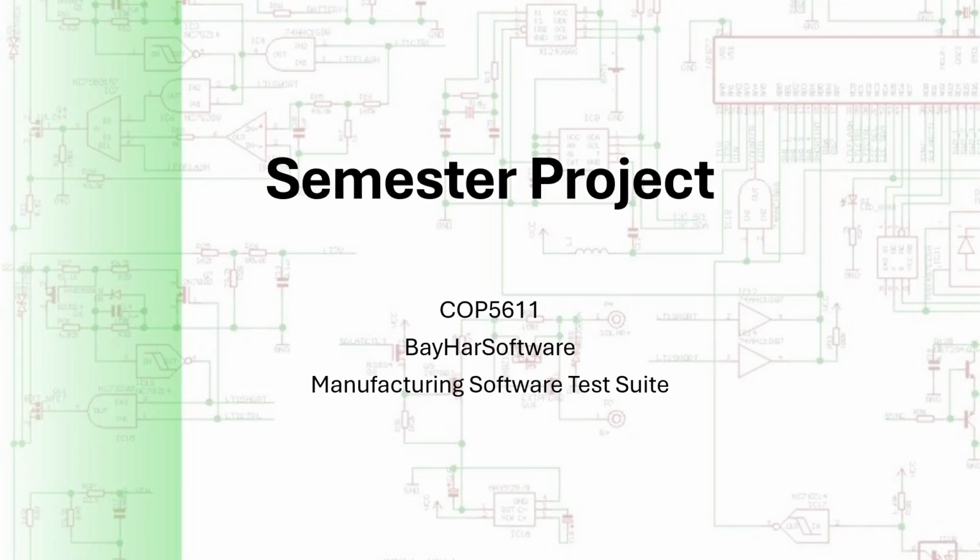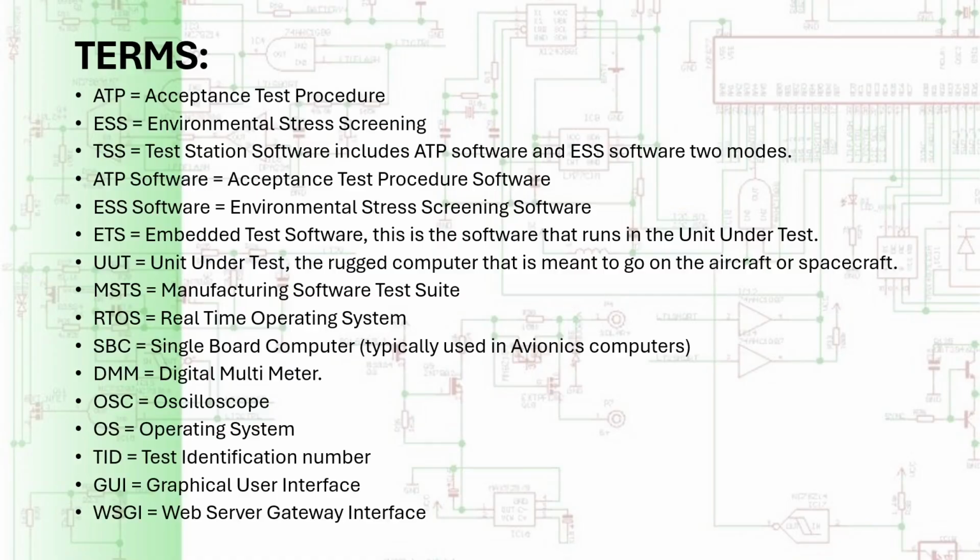This is my semester project for COP5611, the Manufacturing Software Test Suite. These are the key terms, but the ones that I want to concentrate on are ESS, ATP, and TSS. ESS is environmental stress screening. Those are the tests that are performed in parallel in a loop-back fashion. And the ATP tests are done in series, and they're basically just testing that the box was put together correctly.